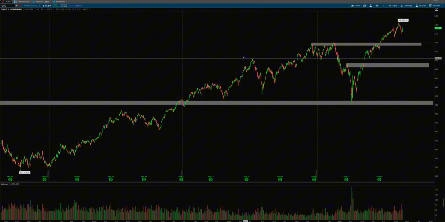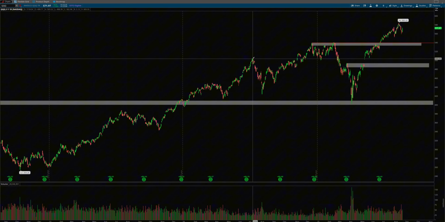So this is QQQ. Take a look at some of these major levels that we've seen before. Look at 400. This was a level where we saw a lot of buying. Look at 500. This is the level we saw a lot of selling, and thus major gaps and a lot of interesting price action has taken place at the big round numbers. And that is because traders will make trading decisions with these large numbers in mind.